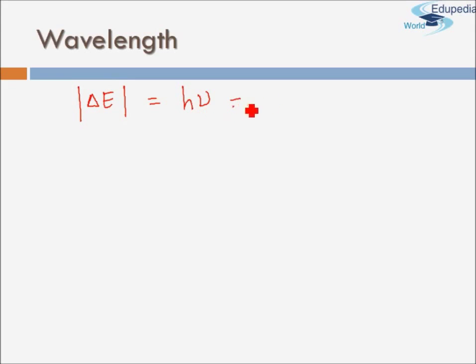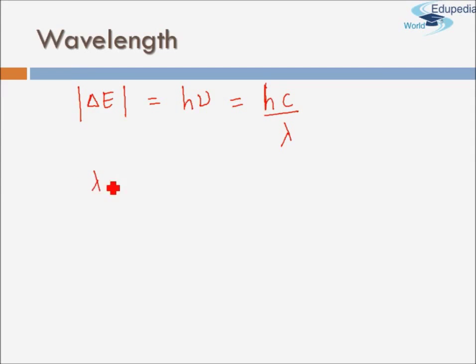And what is nu? Nu is the frequency, which is c by lambda, where c is the velocity of light in vacuum, and h is Planck's constant. You know all of this formula, we have studied this before. So now, for the calculation of lambda, you simply reshuffle the terms.